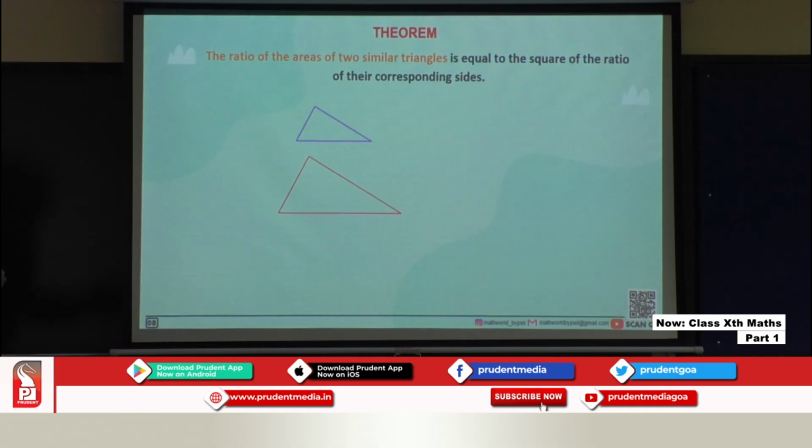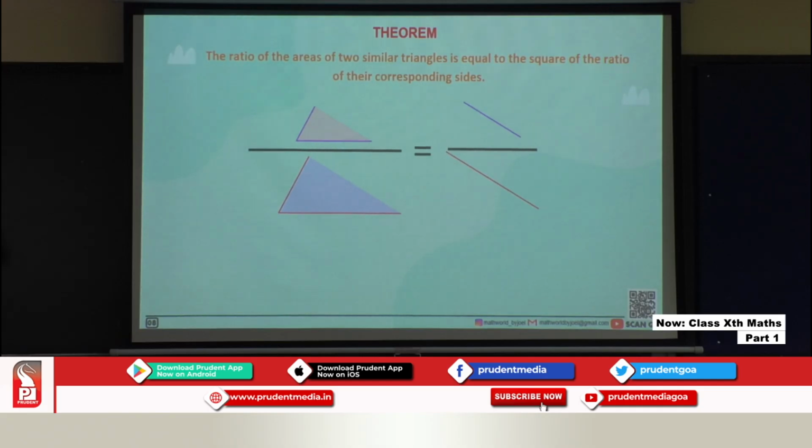So they are in a ratio. That means there should be a numerator upon denominator for it, right? Now this is equal to what? It is equal to the ratio of their corresponding sides. So my ratio would be something like this. Is it just equal to the ratio of their corresponding sides? No, it is equal to the square of that ratio. So all I have to do is square this.